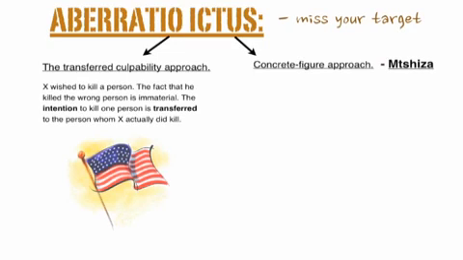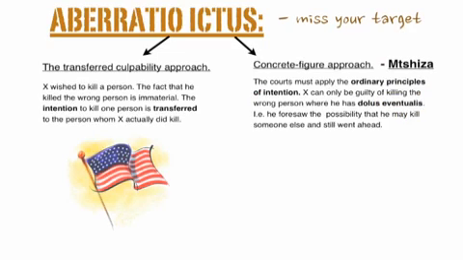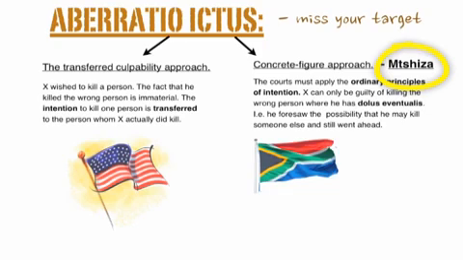The concrete figure approach: the courts must apply the ordinary principles of intention. X can only be guilty of killing the wrong person where he has dolus eventualis. In other words, he must have foreseen the possibility that he may kill somebody else and still have gone ahead. In the case of Unisa, the court followed the concrete figure approach.